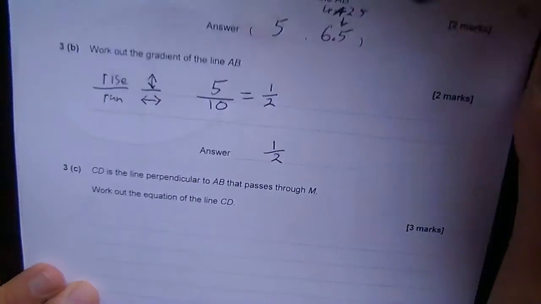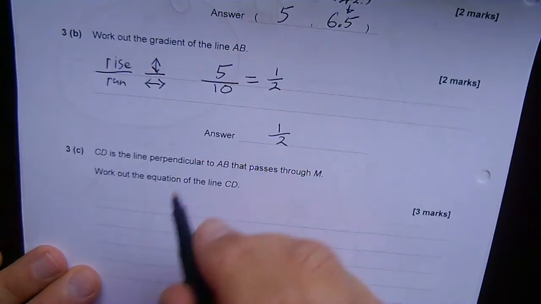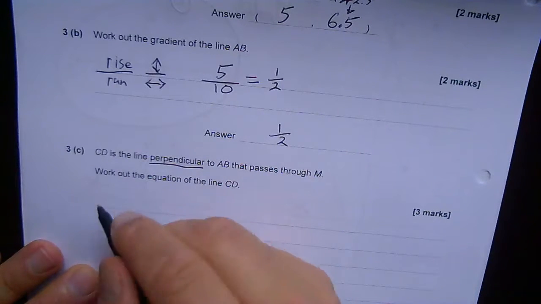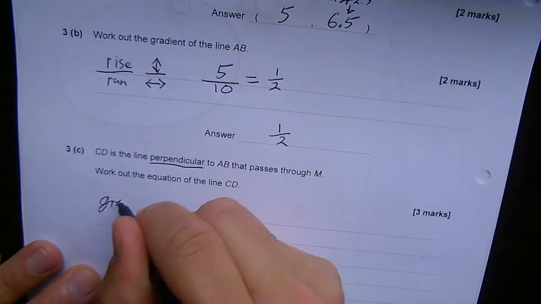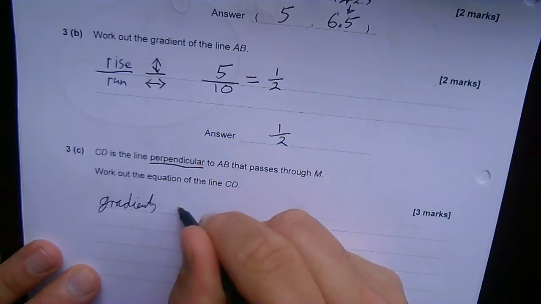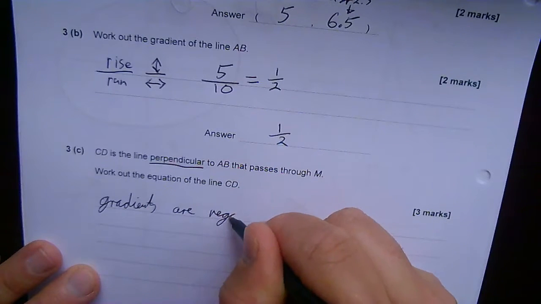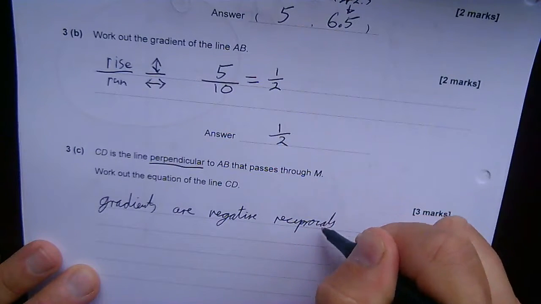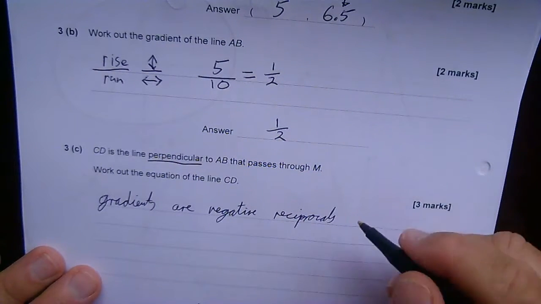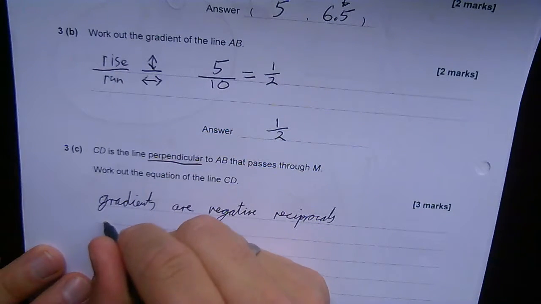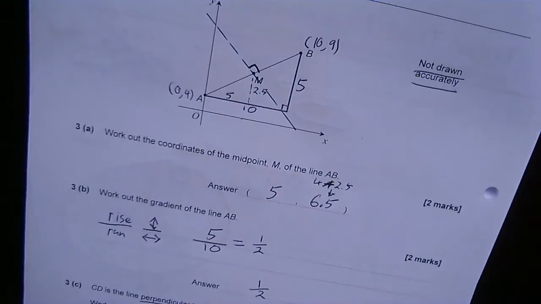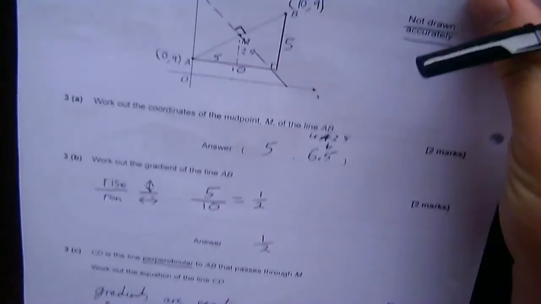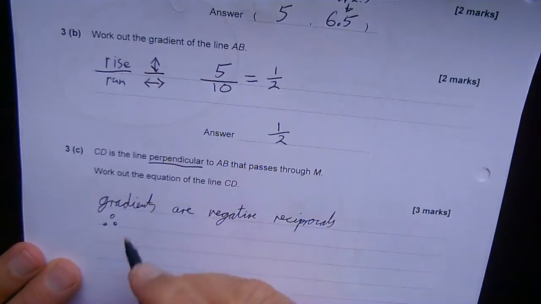So, firstly, perpendicular means that the gradients are negative reciprocals of one another. Okay, so I'm going to work out what the gradient has to be. Therefore, my gradient here we found out was a half, didn't we? The gradient of AB is a half. Therefore, the gradient of CD.